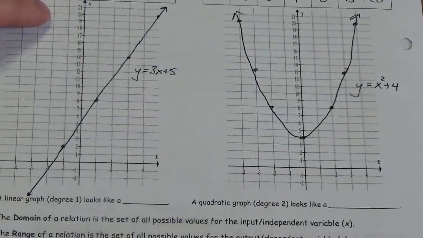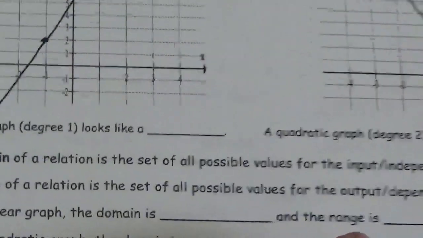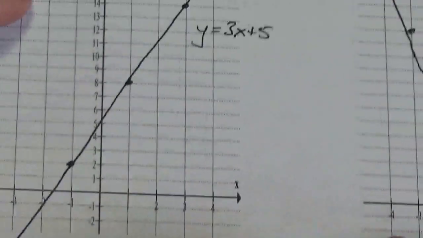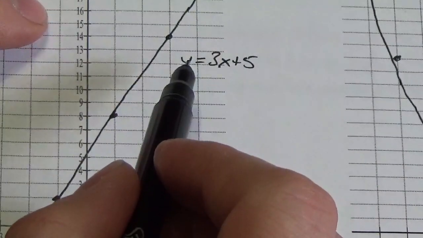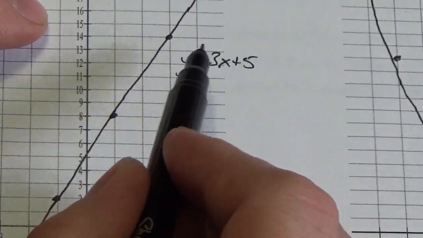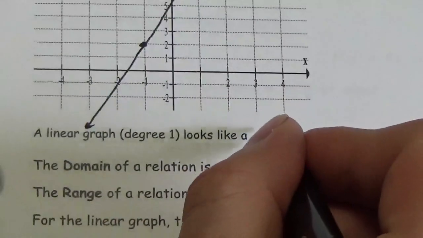So let's go through now and finish up some of the information about these graphs here. I'm going to zoom in a little bit. So a linear graph is of degree 1, and what we mean by degree 1 here is whether you go to the y variable or the x variable, the degree or the exponent on those is both 1. So that's degree 1. And this looks like a straight line.